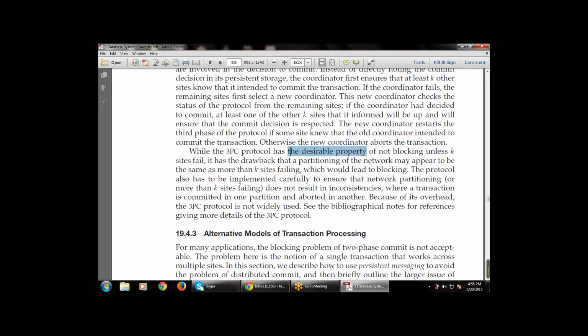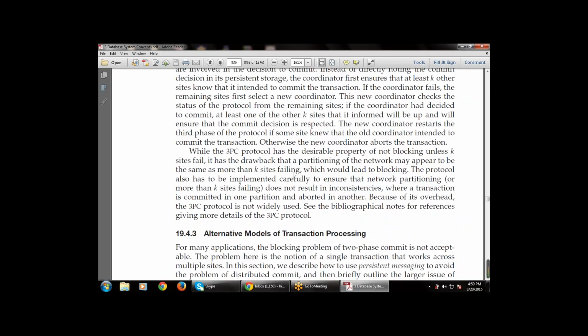While the 3PC protocol has the desirable property of not blocking unless k sites fail, it has a drawback: a partitioning of the network may appear to be the same as more than k sites failing, which leads to blocking. And because of its overhead, the 3PC protocol is not widely used.